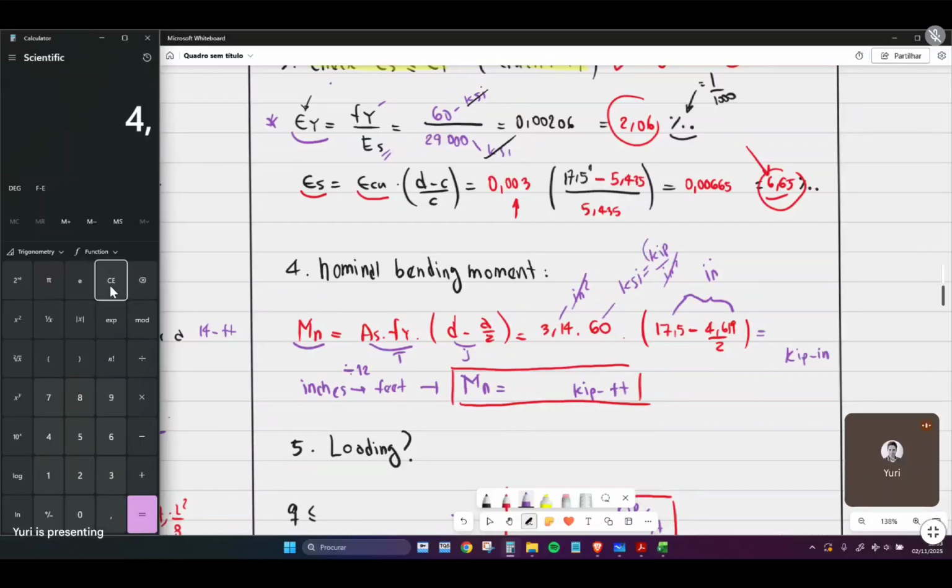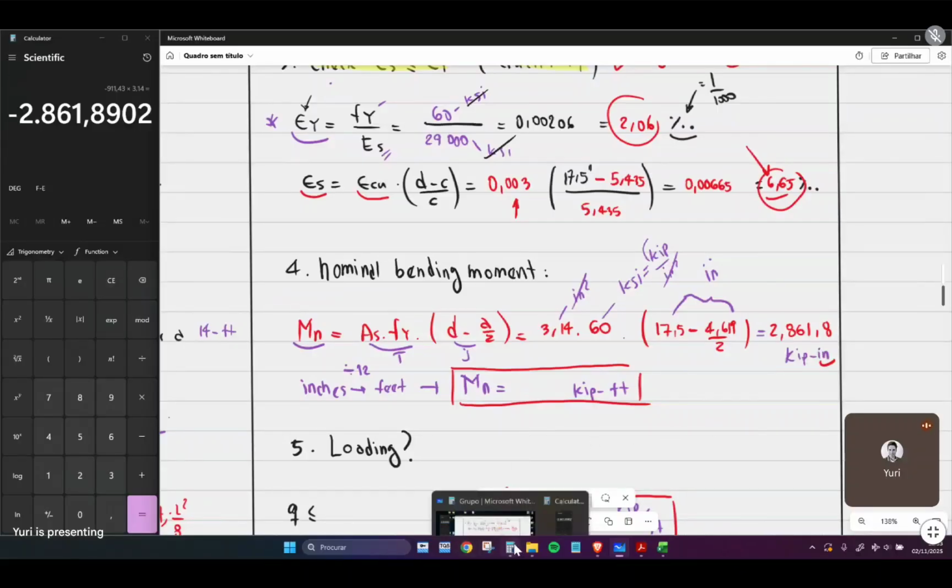We have 4.619 divided by 2. This we subtract from 17.5. And then we multiply by 60. And then we multiply by 3.14. 2,861. All right. Just remembering, guys, that sometimes we don't usually use these units, kip-inches.